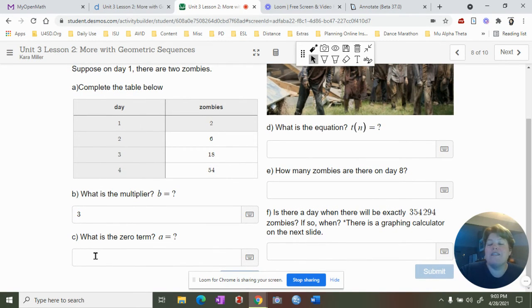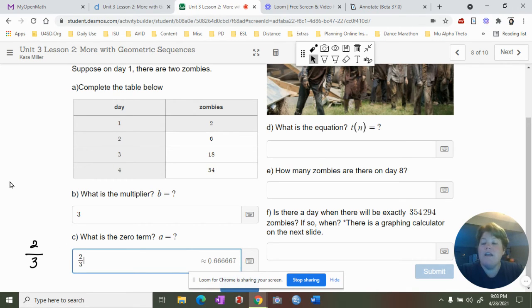And then our 0 term we get by doing our first term divided by our b value. Now, if I do 2/3 on a calculator, that is going to give me 0.6 repeating. And this is where I definitely prefer that you use a fraction because it's cleaner. We don't have to worry about rounding. It's a precise unit, okay?